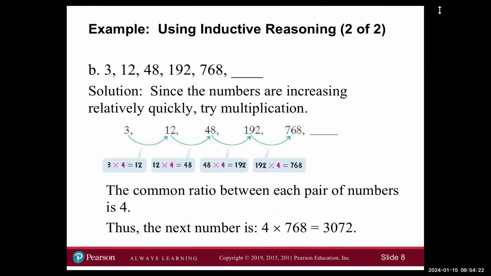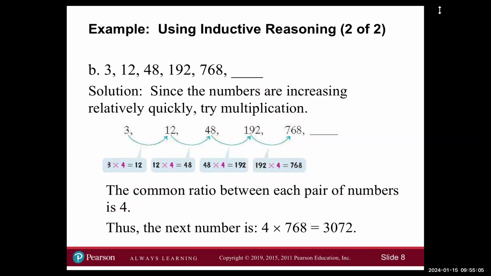A similar example using this reasoning: we have 3, 12, 48, 192, 768. The solution is that this sequence increases by multiplication by 4. For example, 192 times 4 becomes 768, and the common ratio for each pair is 4. So the next number is 768 times 4, which becomes 3072.